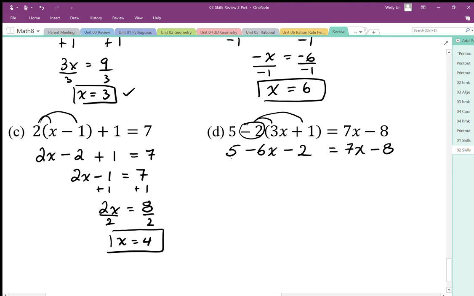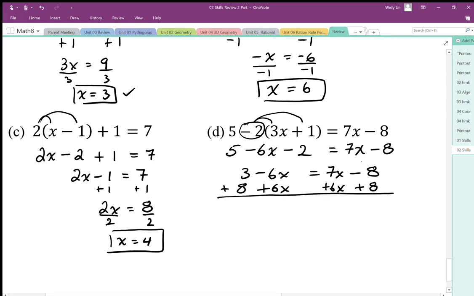Combine my like terms. 1's here, so this is 5 minus 2 is 3 ones, minus 6x equals 7x minus 8. I don't want a negative x, so what I'm going to do is put the x's on the right hand side and get rid of the numbers on this side and put them on this side. So to do that, I'm going to undo the minus 6x with a plus 6x on both sides. I'm going to undo the minus 8 with a plus 8 on both sides. Okay, keep track of everything. There's a 0 pair, 0 pairs, so that all cancels out.